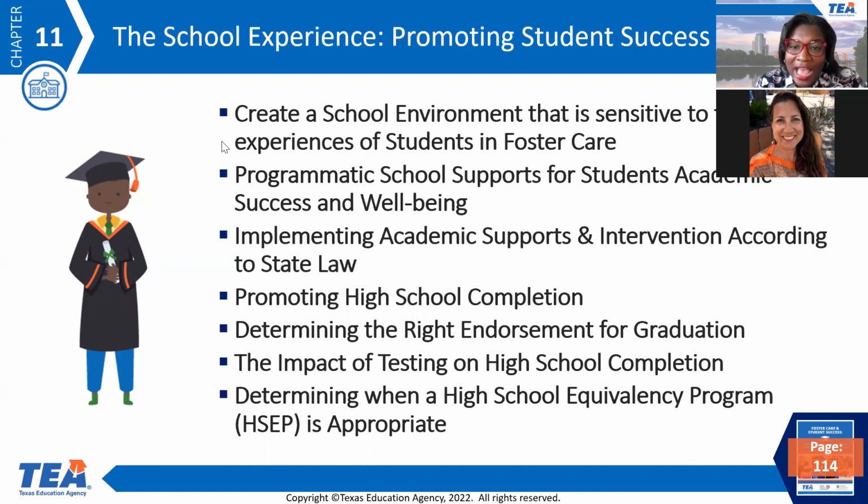We also speak about promoting high school completion, determining the right endorsements for graduation, the impact of testing on high school completion, and determining when a high school equivalency program is appropriate. So we focus on this information in this chapter. This has updated information about the transition assistance rule. So we talk more about the transition assistance rule in this chapter, very specific information. We also have information related to the high school graduation plan and how it was integrated into this section. So chapter 11 begins on page 114.